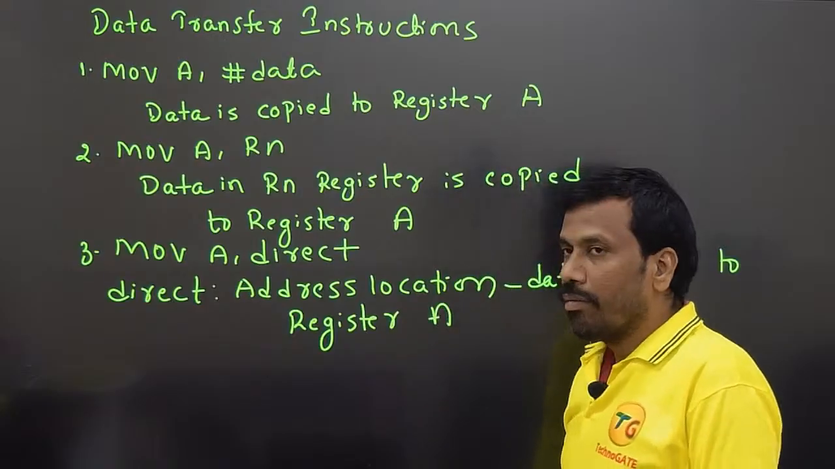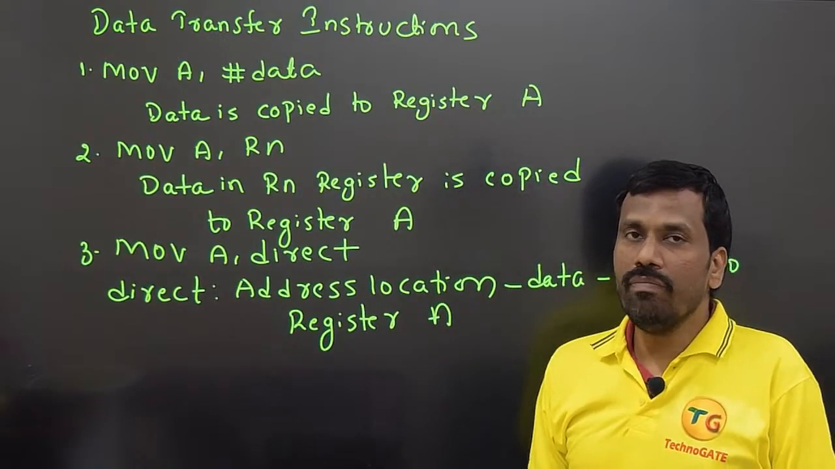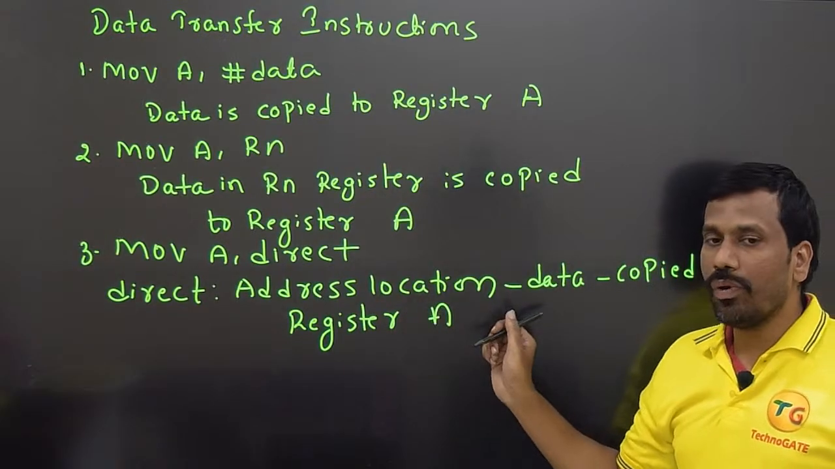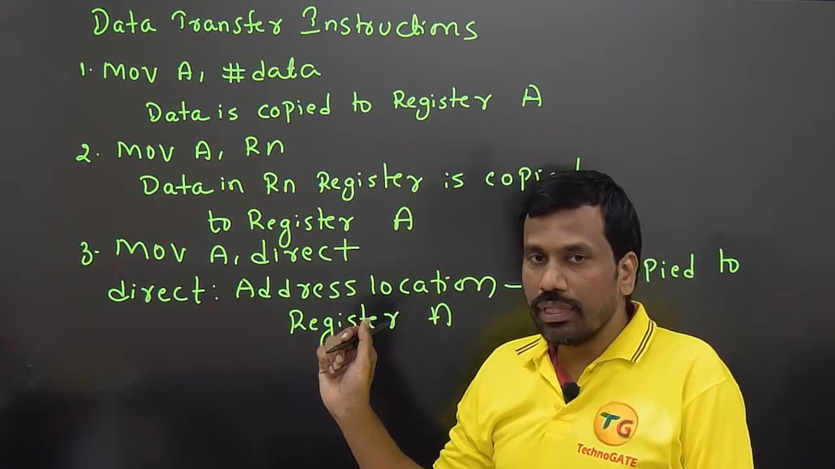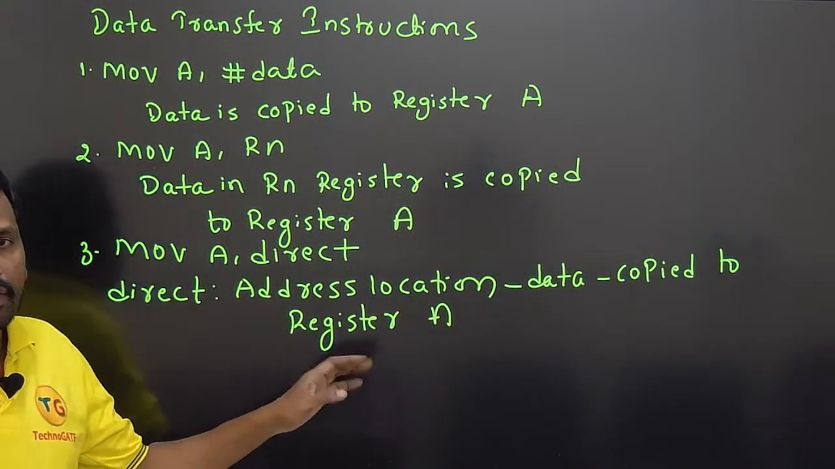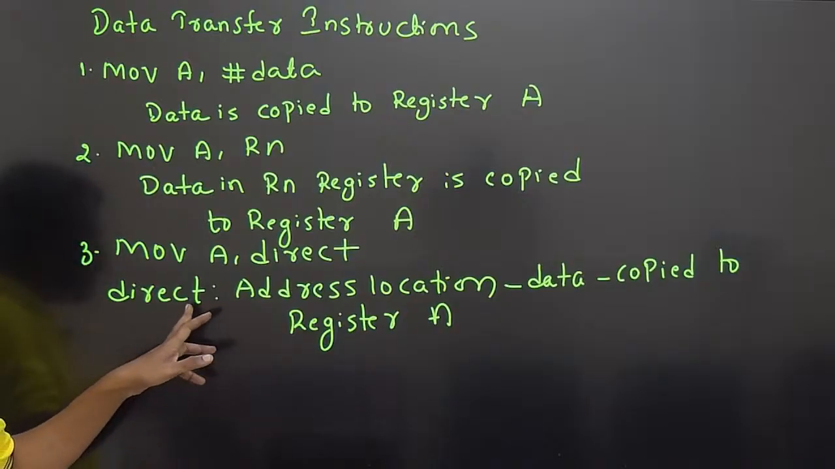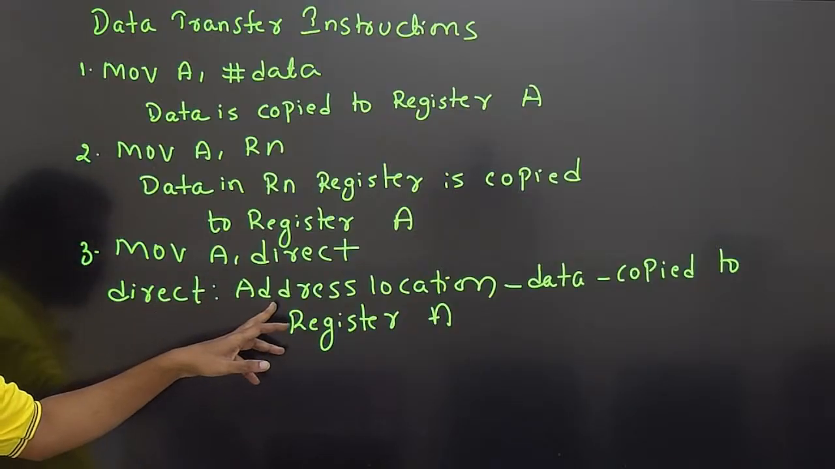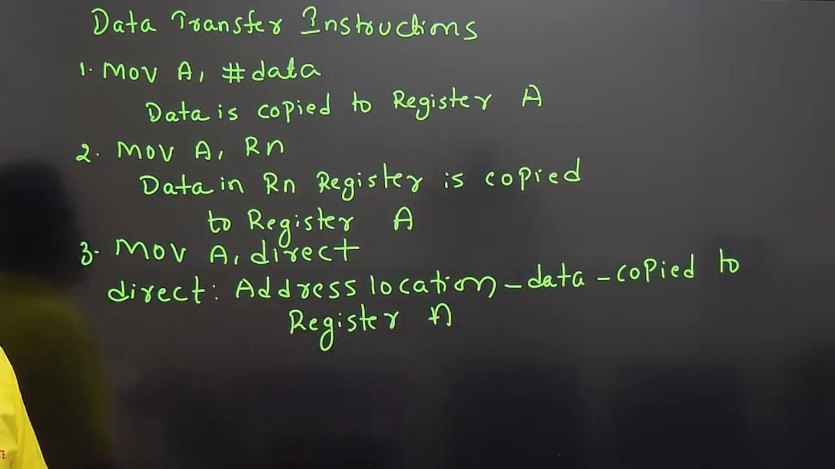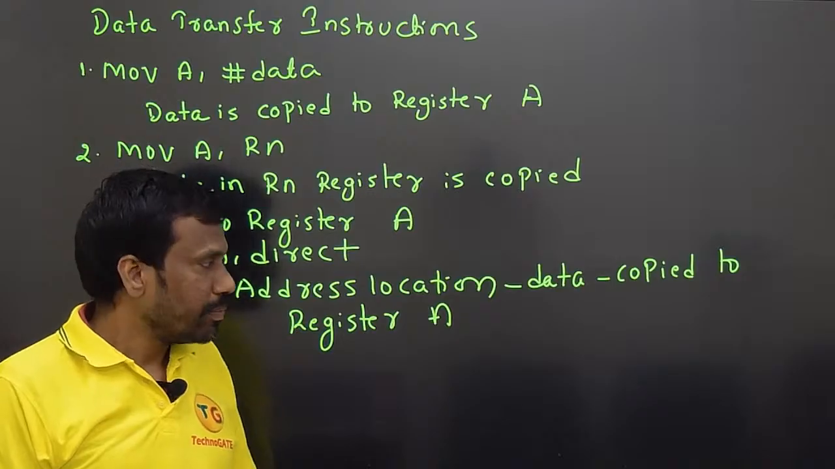MOV A, direct. What do you mean by direct here? Direct is nothing but an address location. In the address location, data is there, so that data will be copied to register A. Read this sentence: direct means address location; the address location contains data, and that data is copied to register A.